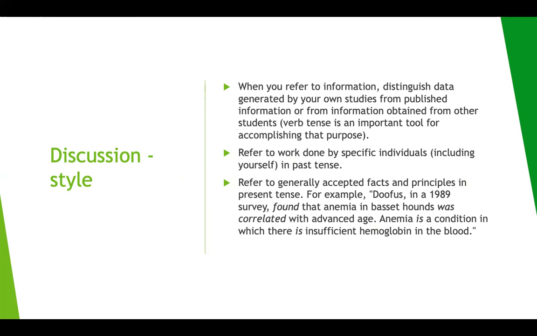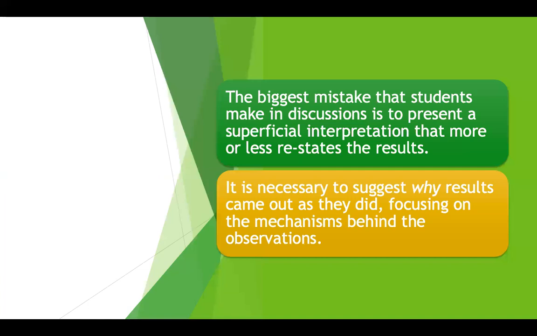So when you are referring to a particular fact which is generally accepted among field experts or researchers, you have to do it in present tense. The biggest mistake that students make in discussion is to present a superficial interpretation that more or less states the results. It is necessary to suggest why results came out as they did, focusing on the mechanism behind the observation.